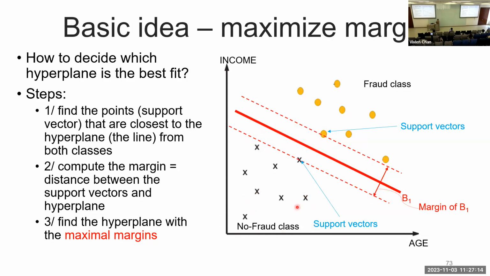Changes to the other data points won't affect the classification results. But if there are any changes to the support vectors, it will affect the classification results. So this is the basic idea. And you can see this is a perfectly separable case, right? There is no overlap of these two classes.